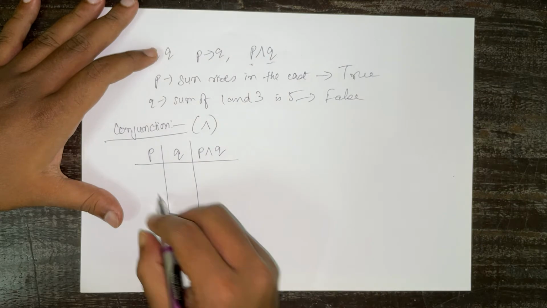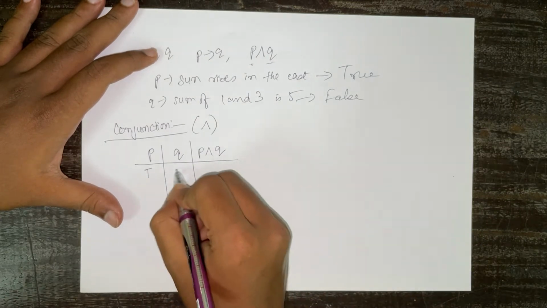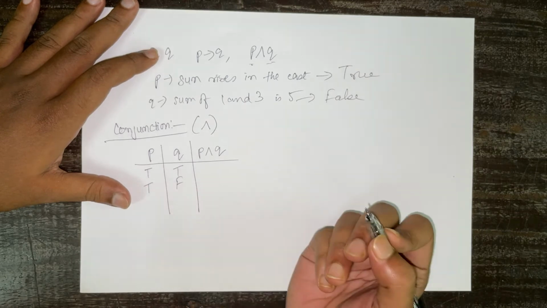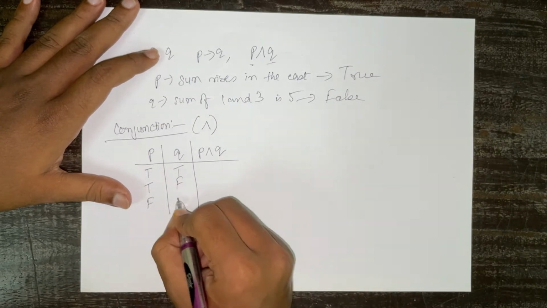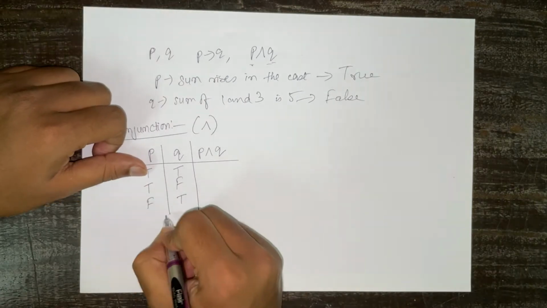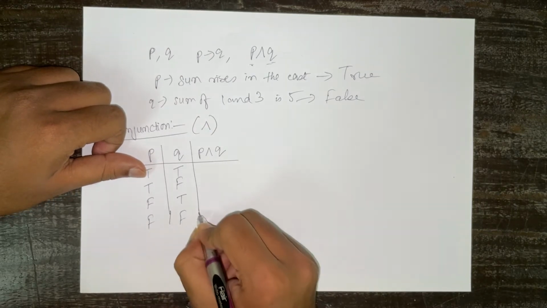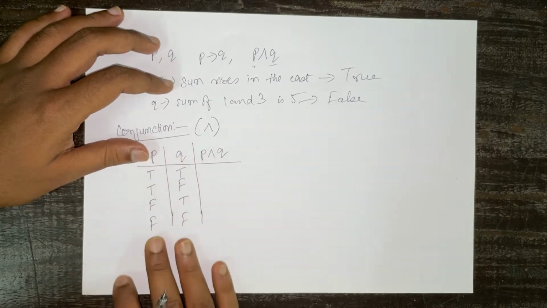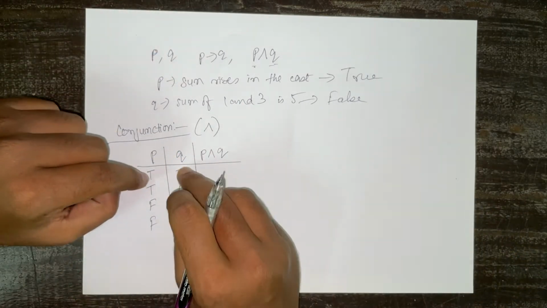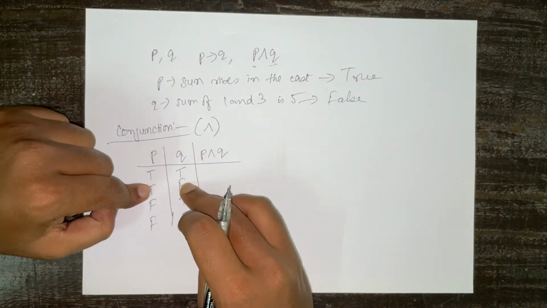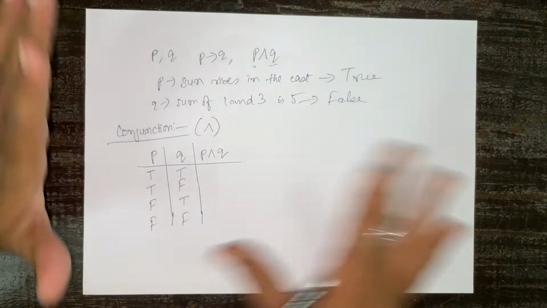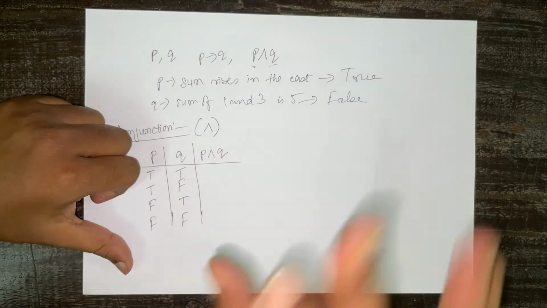Okay. Now, P can be true, Q can also be true, or P can be true and Q can be false. The reverse is also true. P is false, Q is true. This is possible. And P is false, Q is also false. This is also possible. Okay, so we are going to list all the possibilities that we are going to have with P and Q. Either both are going to be true, one is true, one is false, or one is false, the other is true, or both are false. These are the possibilities.